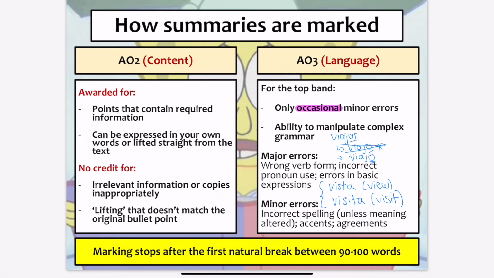Now, the word limit for AS level is usually 70. For A level, it's usually 90 words, and your marking stops at the first natural break between 90 and 100 words, or 70 and 80 words on the AS level. So the first full stop or the first new clause after 90 words. So do keep it concise. Don't lift loads and loads, and don't waffle.